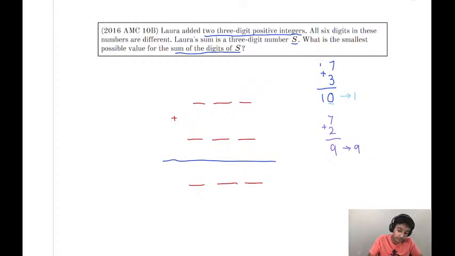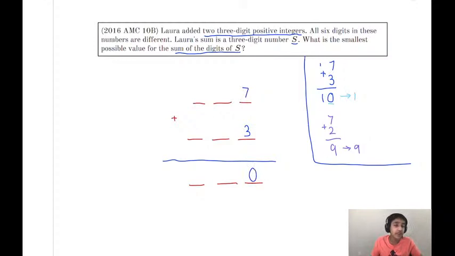So let's see if we can apply this to our problem here. So let's say we put 7 and 3 in these 2 digits. Now we get a 0, which is good, because we want to make the sum of digits as small as possible. So we want to add zeros so that the zeros will be there and the other digits won't really affect it at all. So we put a 0 here and we carry a 1. Okay, so now what? Well, we see that these 2 digits, we want them to sum to 9.